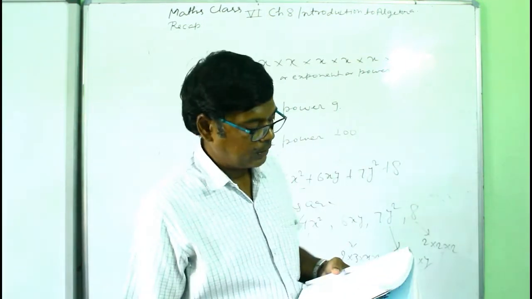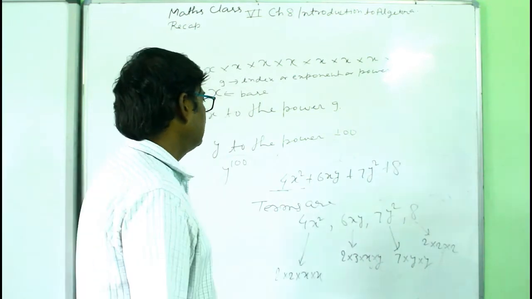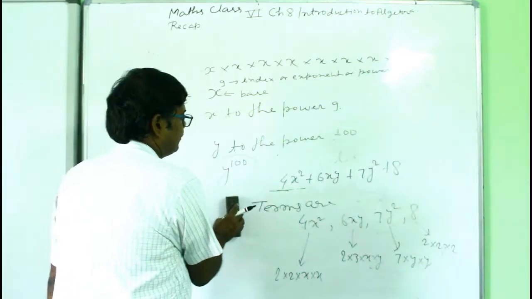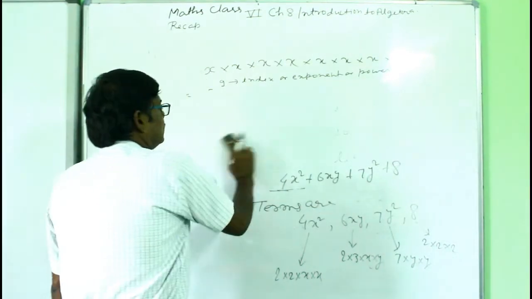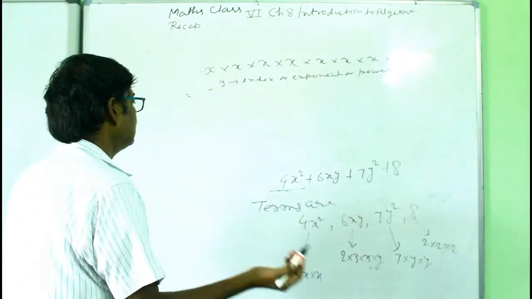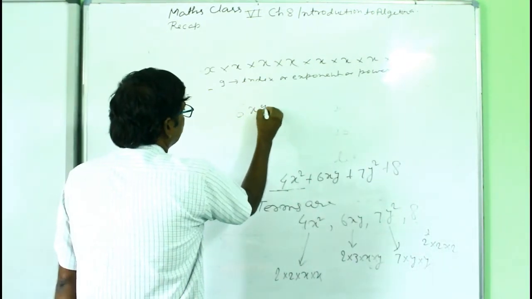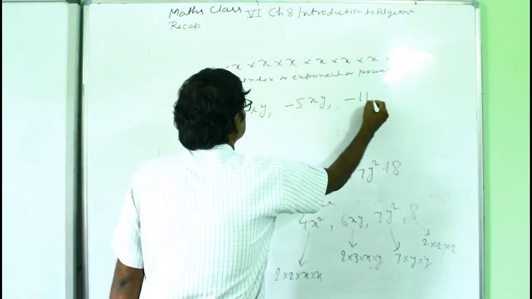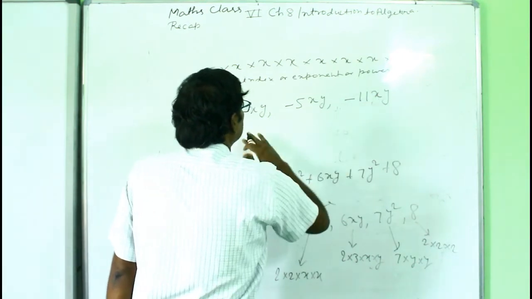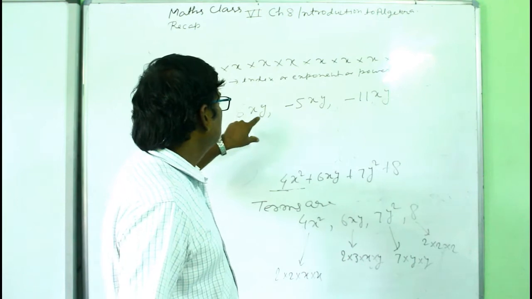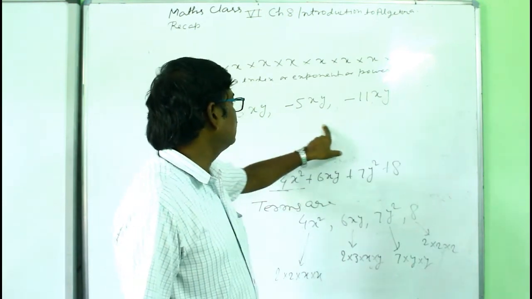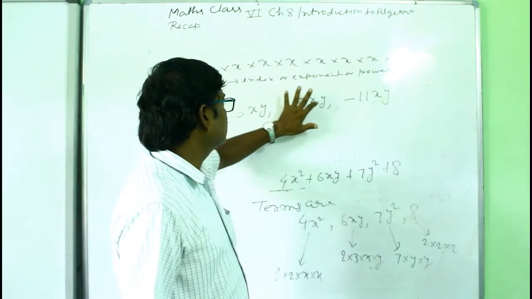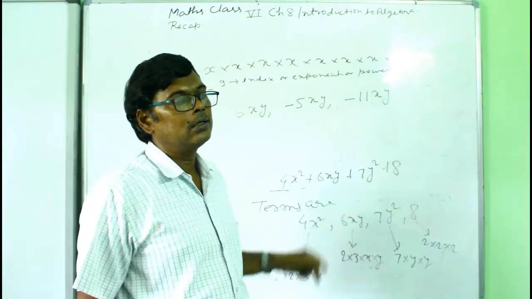Then also you have the like terms and the unlike terms. What are the unlike and the like terms? For example, if you write here 6xy, then you write minus 5xy, then you write minus 11xy. So these are the like terms, because if you observe, one thing is common everywhere: here xy, here xy, here xy. So these are the like terms.